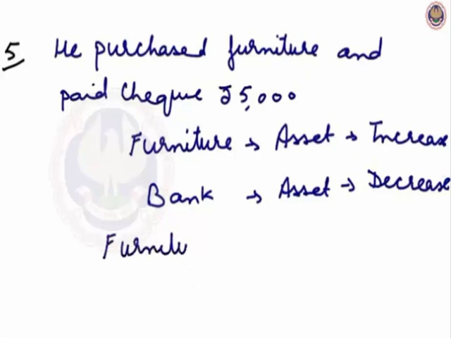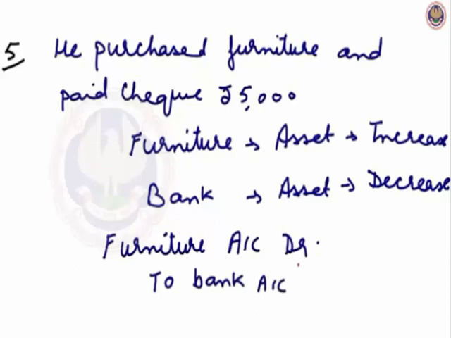So entry will be furniture account debit, and when we will pay by check, it is a bank account, bank balance decreases, so it is credit. Furniture account debit to bank account, the amount is how much? 5,000.